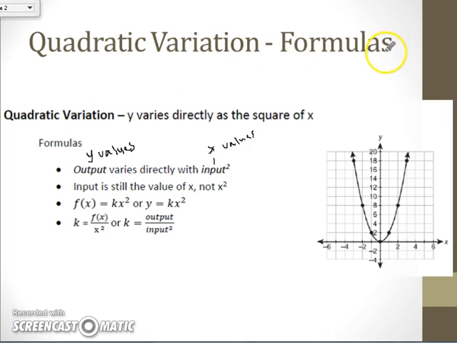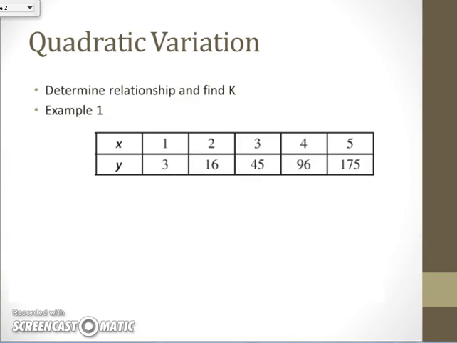Everything that you do for the quadratic variation lesson is very similar to what you did for the direct variation lesson. So if you're trying to determine if something is a quadratic variation, they're going to also share that same constant value. So every ordered pair in this table should have the same value of k if it is a quadratic variation. If k is not the same for each ordered pair, then this would not be a quadratic variation.